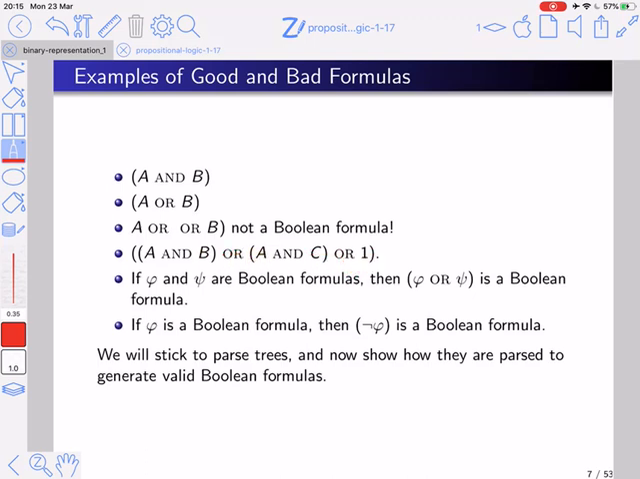Now, in general, if phi and psi are Boolean formulas, then open parentheses, phi or psi, close parentheses, is a Boolean formula. And in general, if phi is a Boolean formula, then open parentheses, not phi, close parentheses, is also a Boolean formula. So if we have 2 Boolean formulas, we know how to form a new one from it. If we have only 1 Boolean formula, we also know how to form a new formula from it. Okay, now we will stick to parse trees and show how they are parsed to generate Boolean formulas.